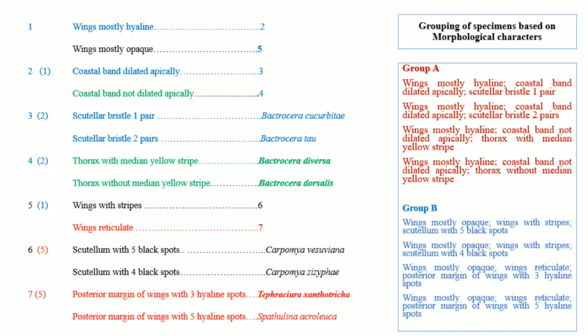At number 1 you can see that we have arranged alternative couplets as wings mostly hyaline and wings mostly opaque. The number 2 indicates that you will move forward to the character mentioned at number 2. At 2 there are successive alternatives of costal band morphology, that is, costal band dilated apically and costal band not dilated apically. After number 2 there is a 1 written in parentheses.